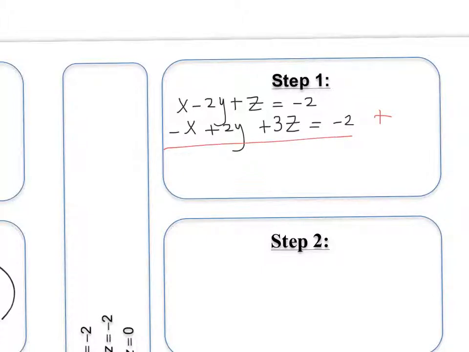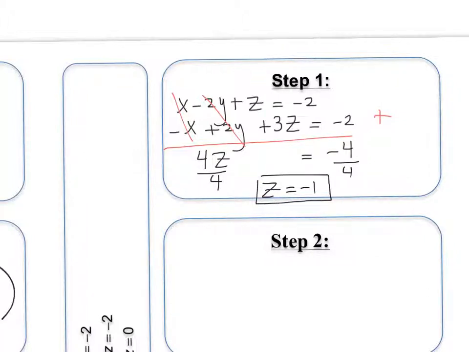X and negative x can cancel out. Negative 2y plus 2y will cancel out. 1z plus 3z, that's a 4z. And negative 2 plus negative 2, that's a negative 4. There you go. I have now a simple equation with only one variable z. If I divide both sides by 4, I'll be able to find z, which is in this case negative 1. So I just found the first variable.